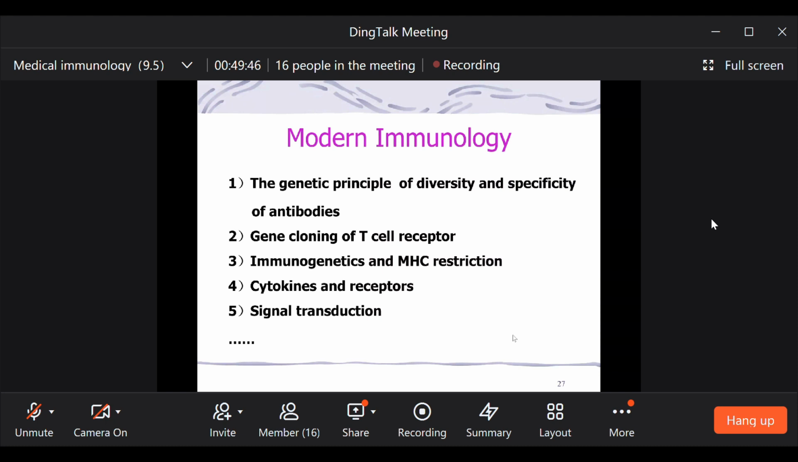So in other words, immunology is very important for our medical students, because the basic knowledge about immunology is very important for our doctors to think about or to treat the patient.